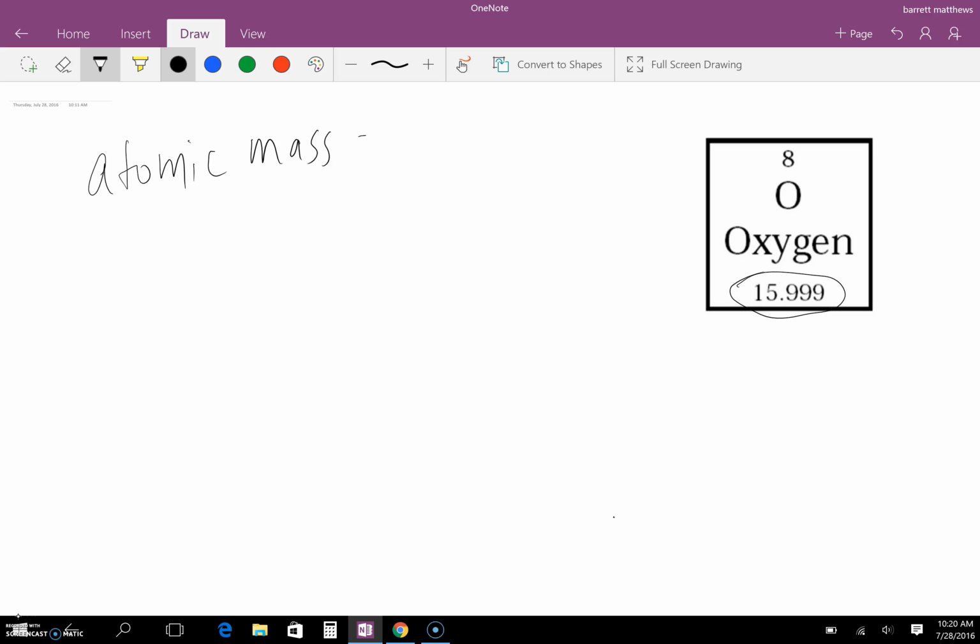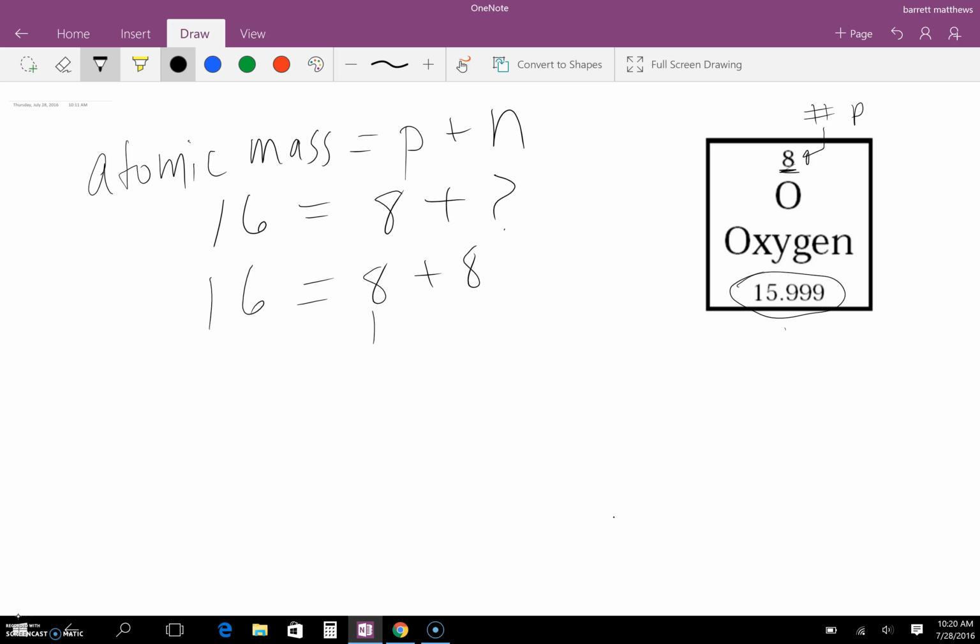We learned before that atomic mass is equal to protons plus neutrons. So we know that if it's a mass of 16, I look here and see the atomic number, and the atomic number is 8, which is the number of protons. To solve for the number of neutrons, I just add it together. So 8 plus 8 is 16. And that is what we had covered before.